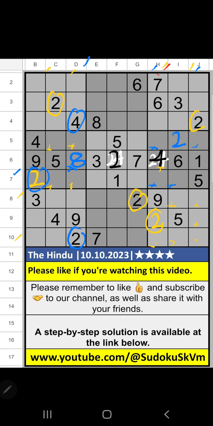Column H we have 7 and 9. So 7 and 9 can't come in these cells. It will come in one of these 2 cells. We will confirm later. Then 6th row, 2 numbers are remaining, 3 and 8. It will come in one of these cells.